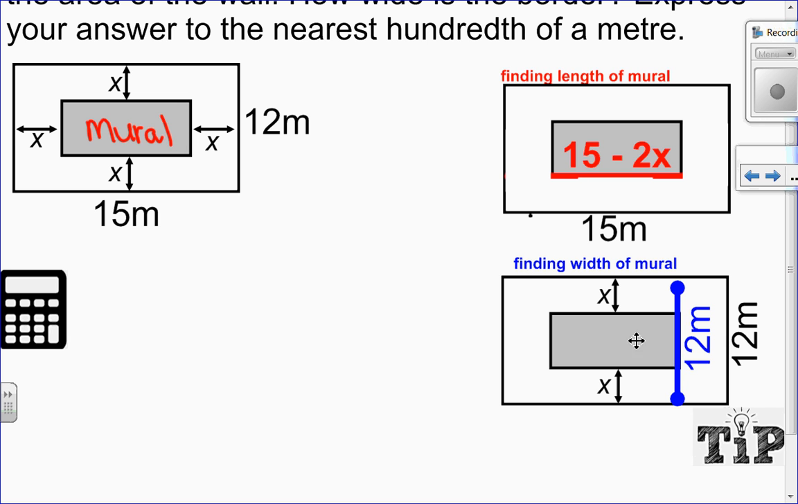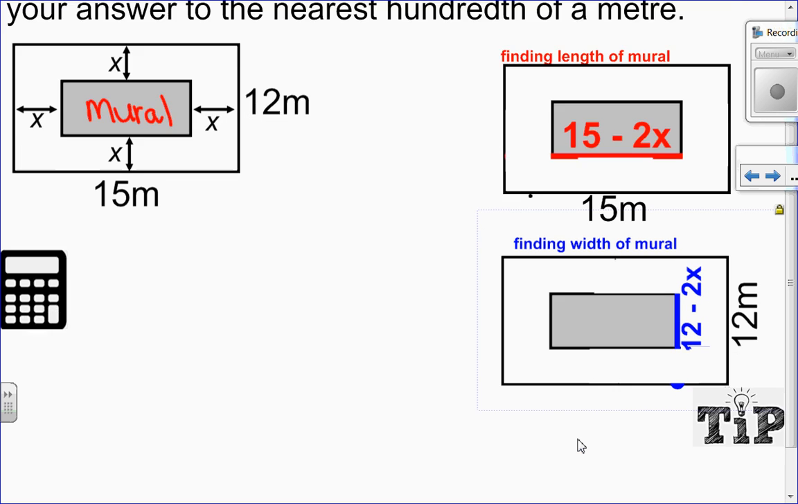So similar to the process before, 12 is all the way across, but I'm taking away a measurement of X from this side. I am also going to take away a measure of X from this side as well. So you can see here that I'm left with this piece here of 12, and I've taken away 2 pieces of X. So this width of the mural is going to be 12 minus those 2 X pieces. So we're going to put that together into a question.